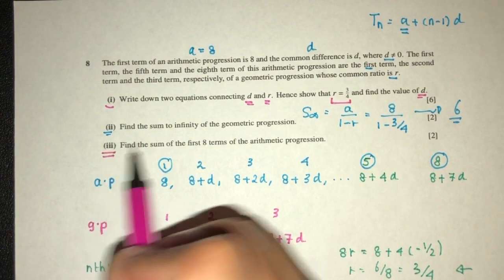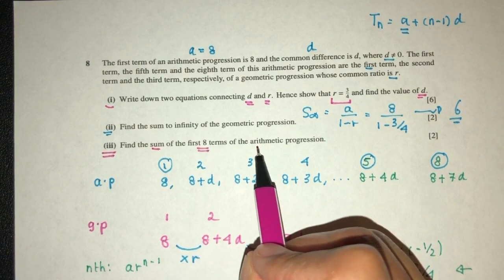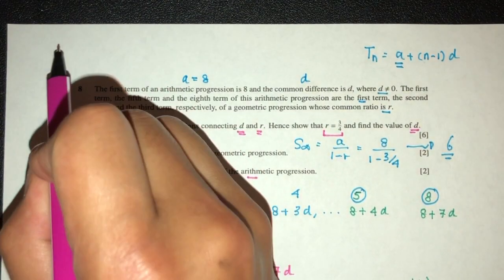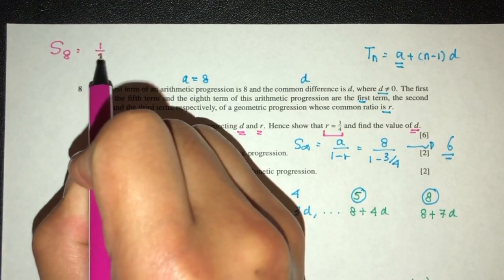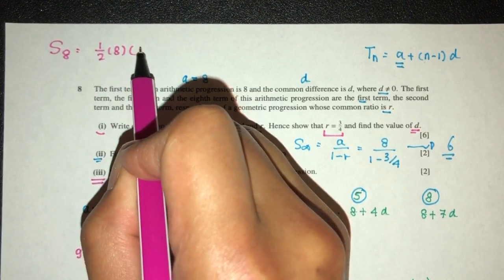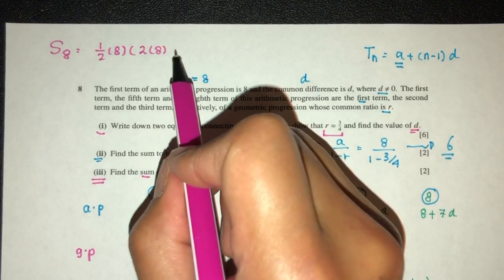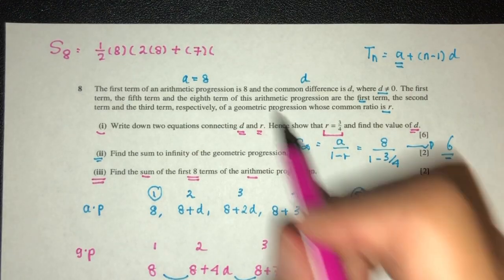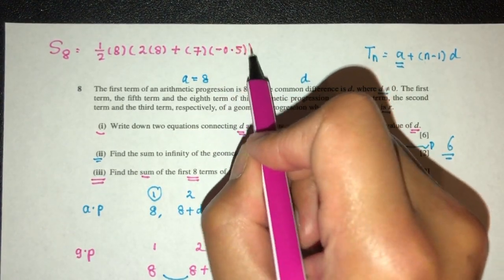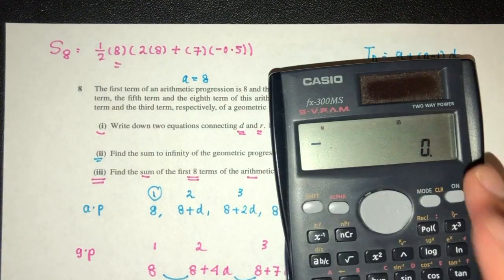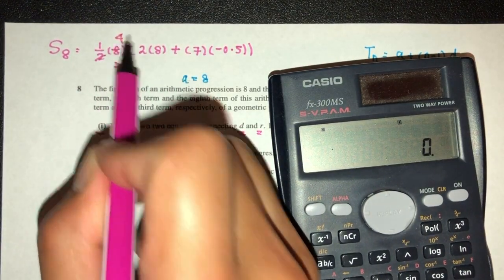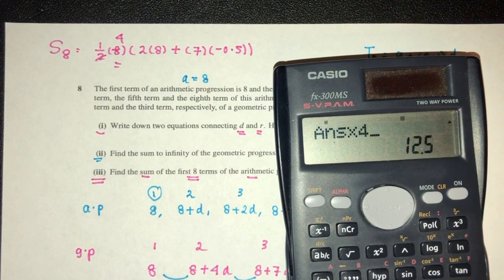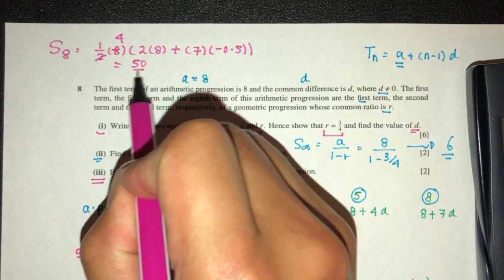Now for part 3, find the sum of the first 8 terms of the AP. So it is again using our formula. Let me find some space over here. Sum of the first 8 terms will be half times the number of terms times 2a, a is 8, plus n minus 1, which is 7, times d, d was found to be minus 0.5. Okay, so let's find out. That'll be half times 8 will be 4, and on the inside you have 2 times 8 plus 7 times minus 0.5. Times 4, that should be 50. So your answer here for part 3 will be 50.